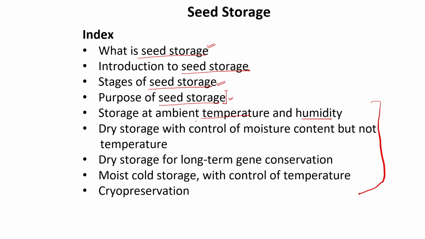The first one is storage at ambient temperature and humidity. Second, dry storage with control of moisture content but not the temperature. In this topic we are going to study the storage of seed that is dry storage, and the control will be just for moisture. There is no control for the temperature. Another method is dry storage for long-term gene conservation. This is the method that we follow to store seed for the long term, and that is for gene conservation.